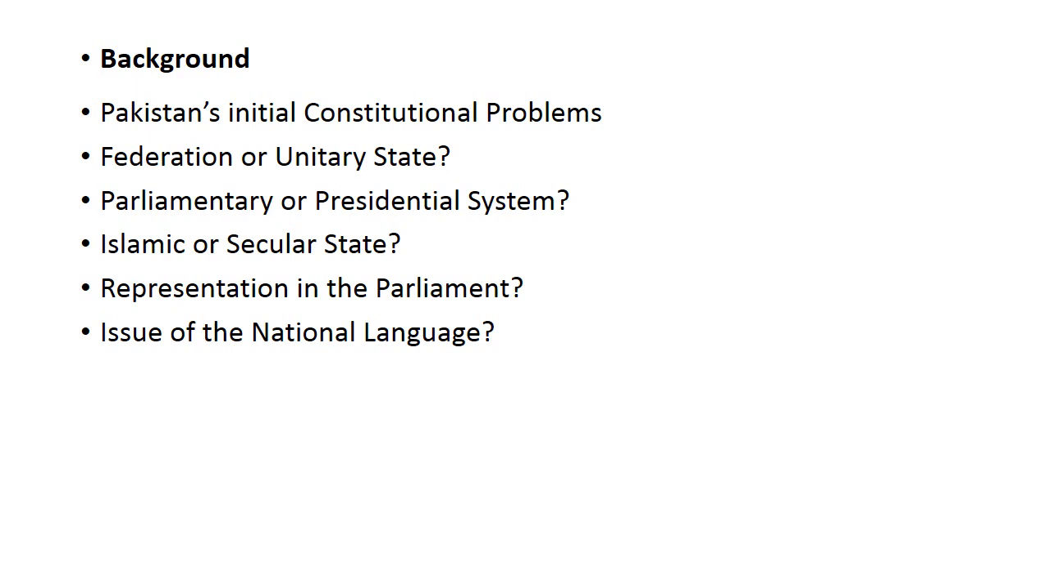The next problem: parliamentary or presidential system. This was also a bone of contention. Whether there should be a parliamentary system, or Pakistan should be a presidency. We know parliamentary system is where the prime minister heads the government. He is the chief executive. He and his cabinet members are responsible to the parliament. But in presidential system, the president is not only head of the state but also head of the government. He is the chief executive of the state as well.